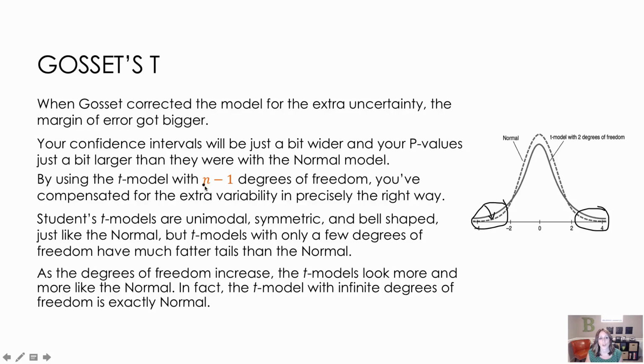We use a t model with n minus 1 degrees of freedom, and of course n is the number of observations. Essentially, that's going to create the precise t model that we need, and then we can do our calculations as we did last week. It should be noted that as the degrees of freedom increase, the t model is going to be more and more normal. So this is with 2 degrees of freedom. With 3, this would sort of move up, and these tails would skinny out a little bit. With 5, even more so. And if you have infinite degrees of freedom, then it's going to look exactly the same as the normal model.